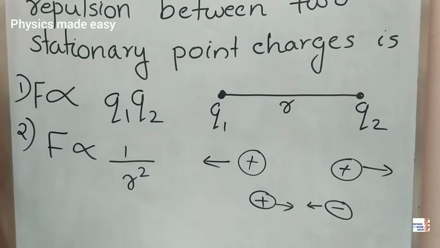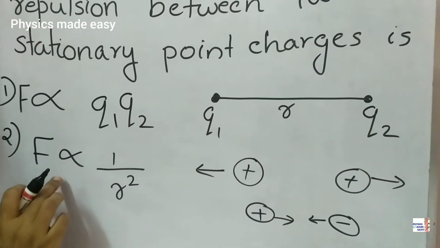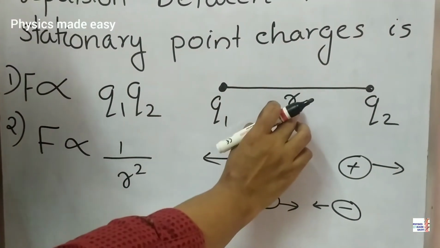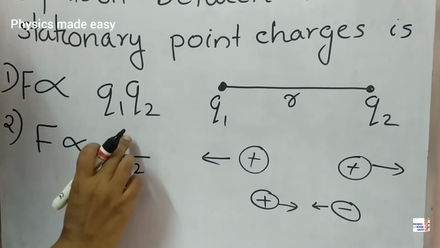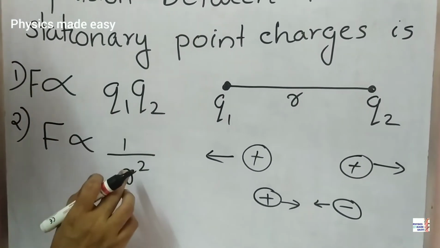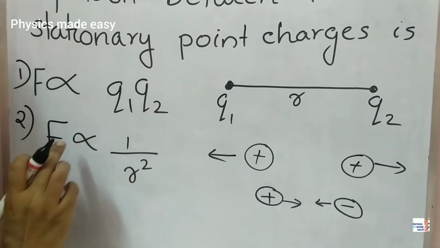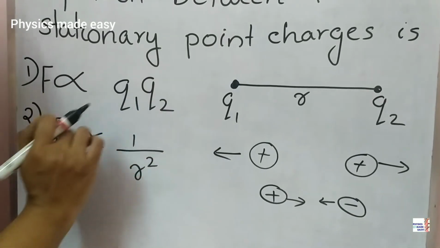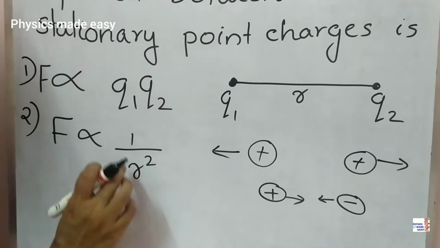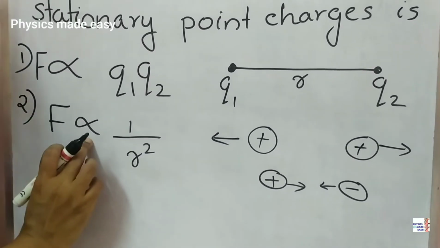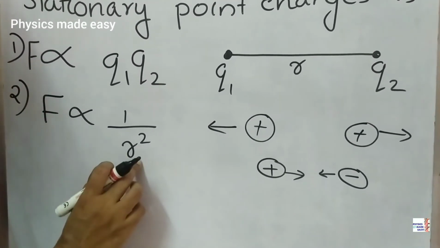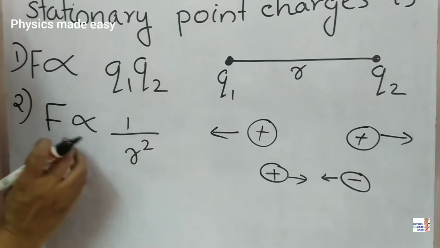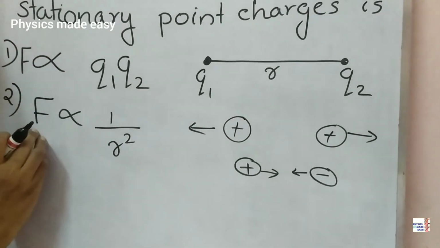Then what about the distance? Here you can see the force is inversely proportional to the square of the distance. Distance here is R. So F proportional to 1 by R square. Now we can compare these two. F proportional to Q1 Q2: if charge increases, force will also increase, its magnitude will increase. But coming to the second one, force is inversely proportional to the square of the distance, 1 by R square. So if the distance increases, force will decrease. If the distance decreases, force will increase.